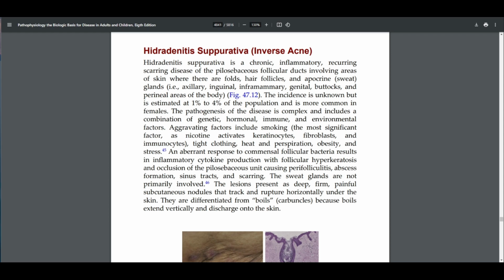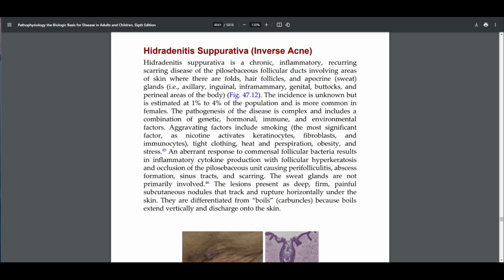An aberrant response to commensal follicular bacteria results in inflammatory cytokine production, with follicular hyperkeratosis and occlusion of the pilosebaceous unit, causing perifolliculitis, abscess formation, sinus tracts, and scarring. The sweat glands are not primarily involved.